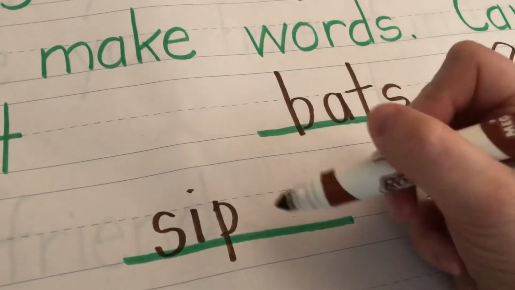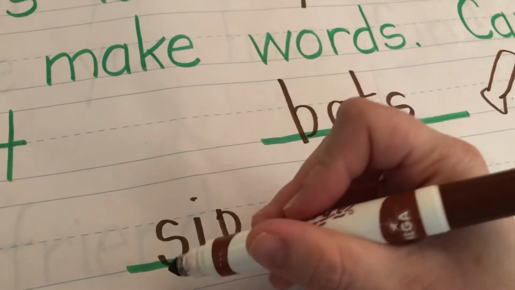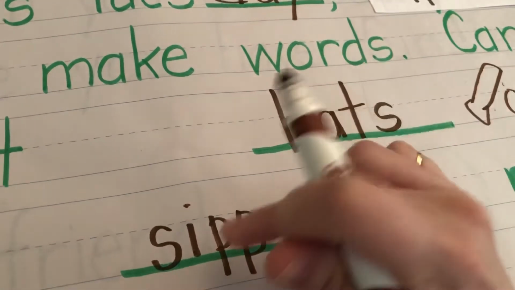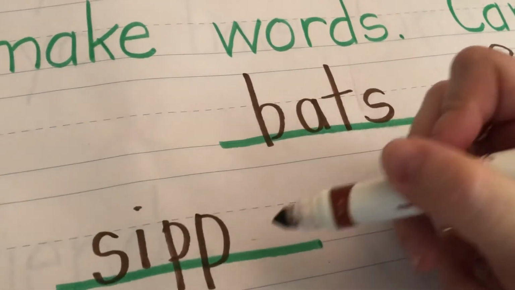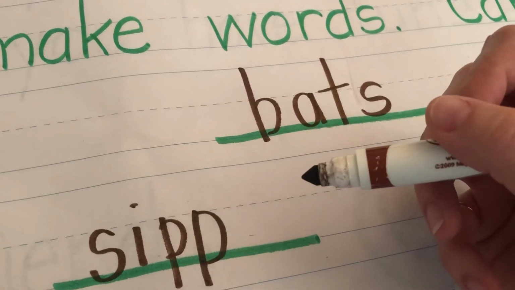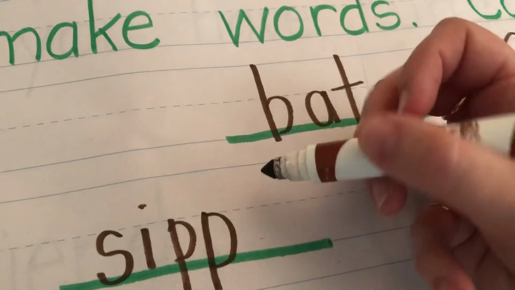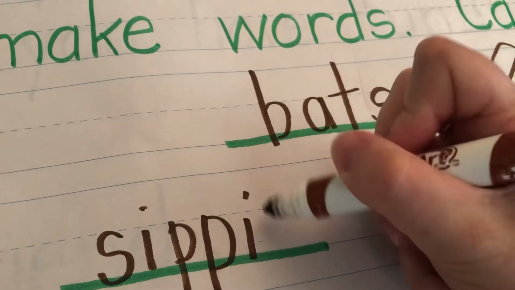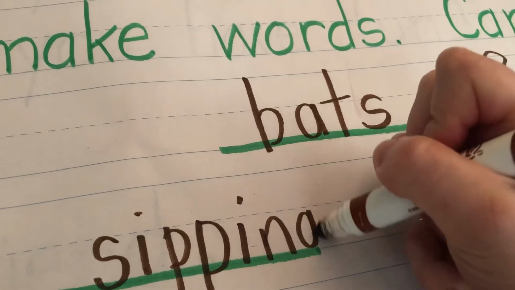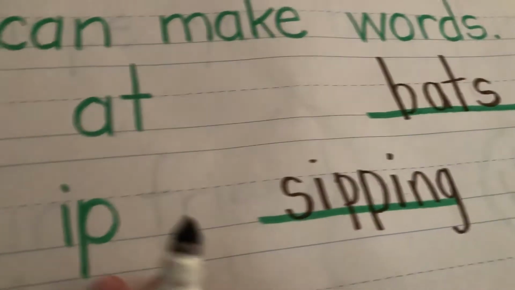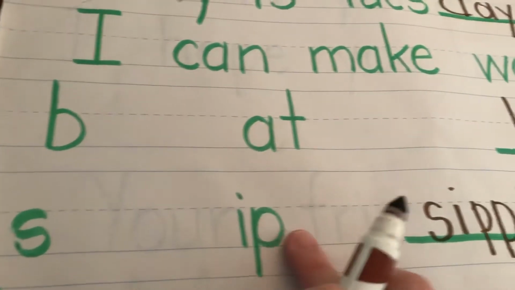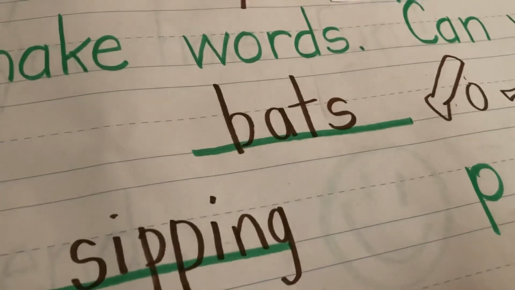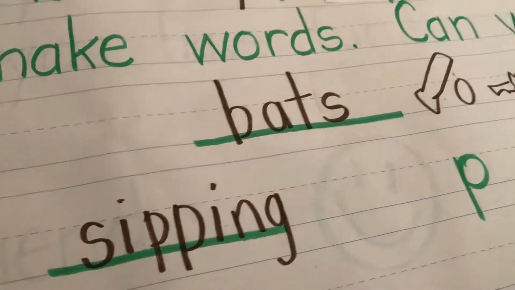Okay. And if I used a sentence, maybe I am sipping my water, I would need to add some more letters to this. So sip, I'm going to add another P, and that's double P. And then I'm going to write an ending. I call it the king of ing. The king of ing is always I-N-G. So now I've turned the word sip into sipping. I am sipping some water.